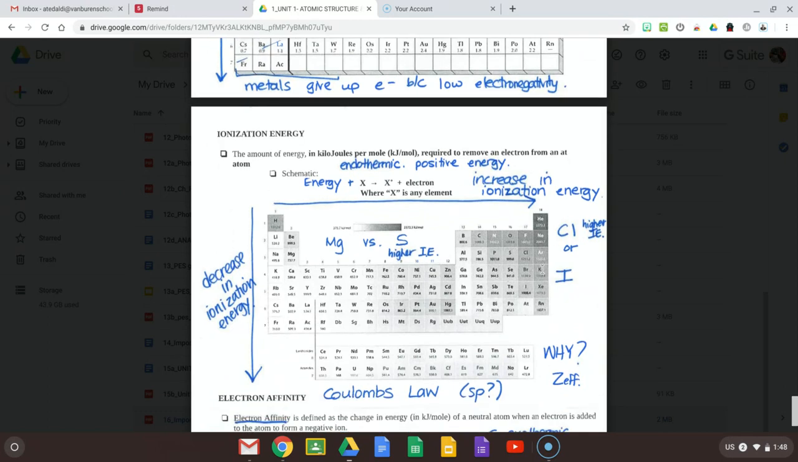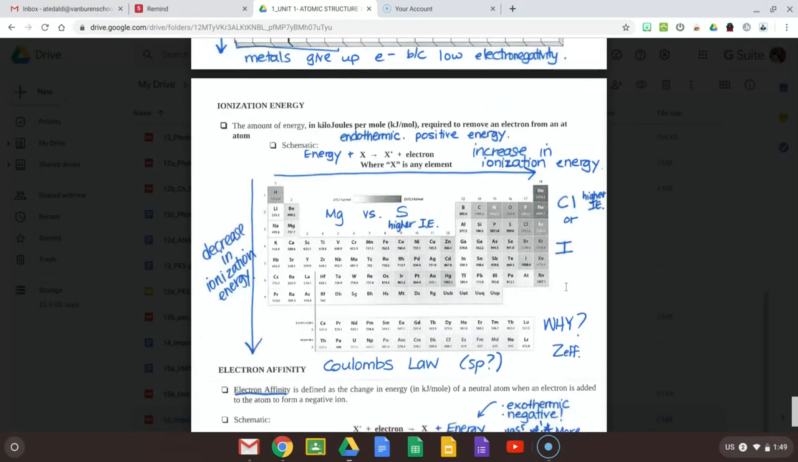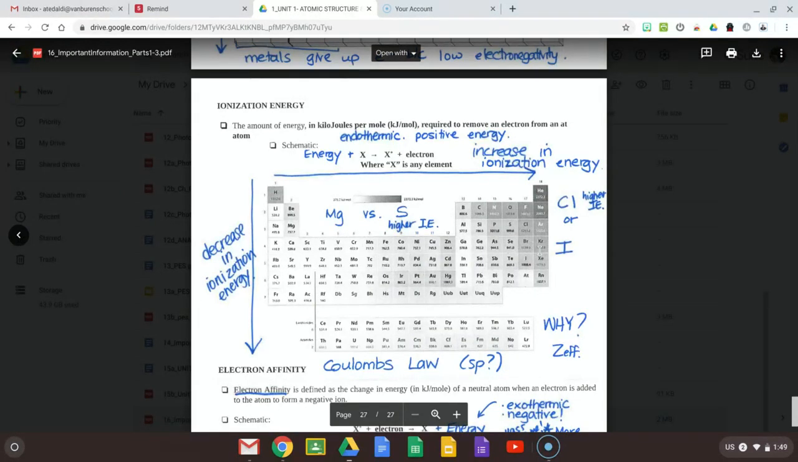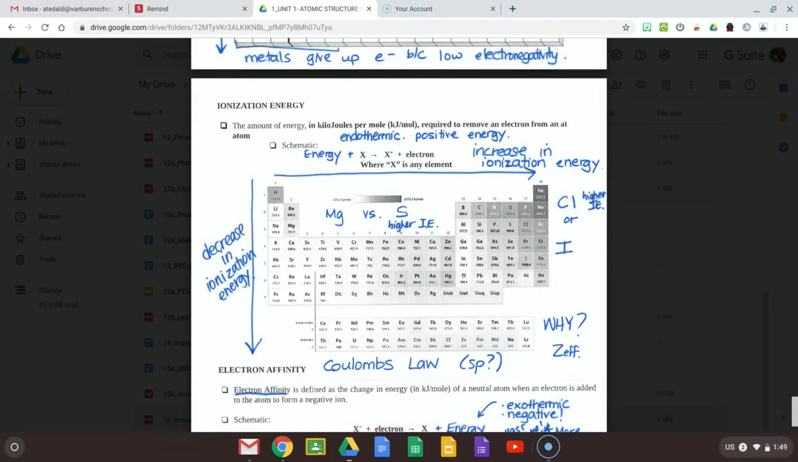Now, look at the noble gases, especially helium, neon, argon, krypton, xenon, radon. They have crazy high electronegativities, and we're going to talk more about that when we talk about the octet rule. But noble gases have full valence shells. They do not want electrons, nor would they want to give them up. So their ionization energies tend to be among the highest.